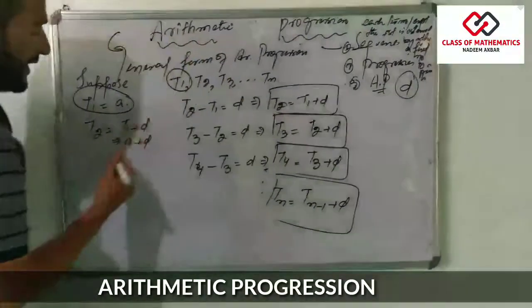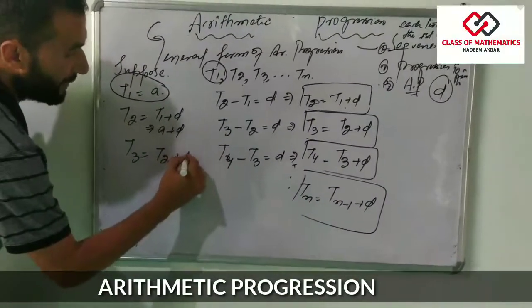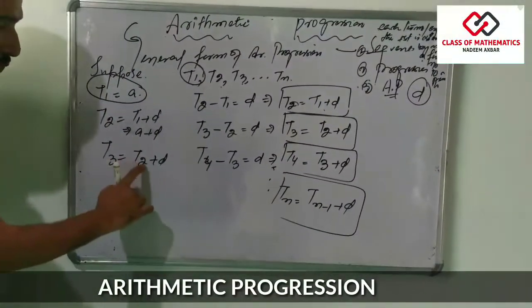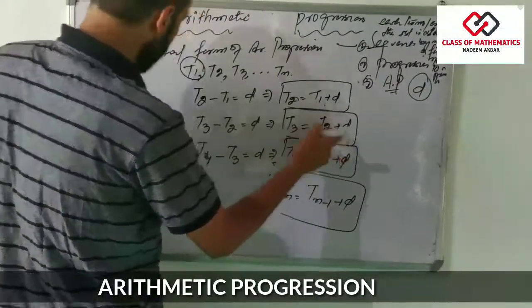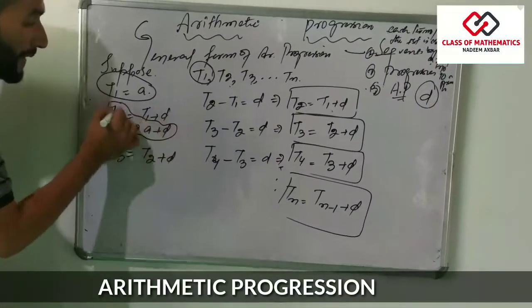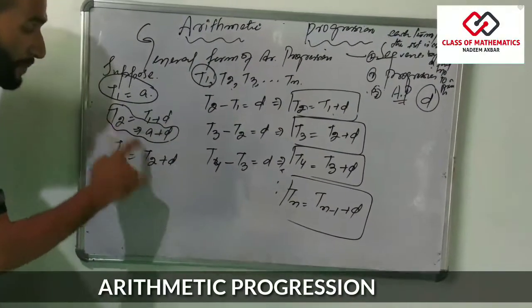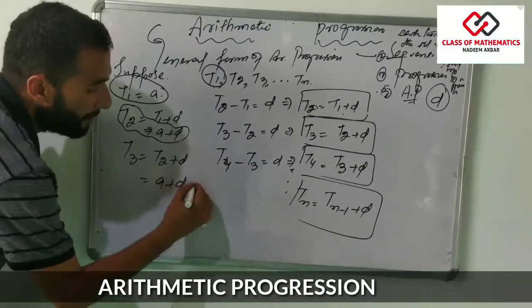अब T3 की बात करेंगे. Now T3 is equal to T2 plus D. लेकिन अभी मैंने T2 का वैल्यू निकाला. T2 किसके बराबर है? A plus D. So I can substitute the value of T2 here. So I will write here A plus D plus D.